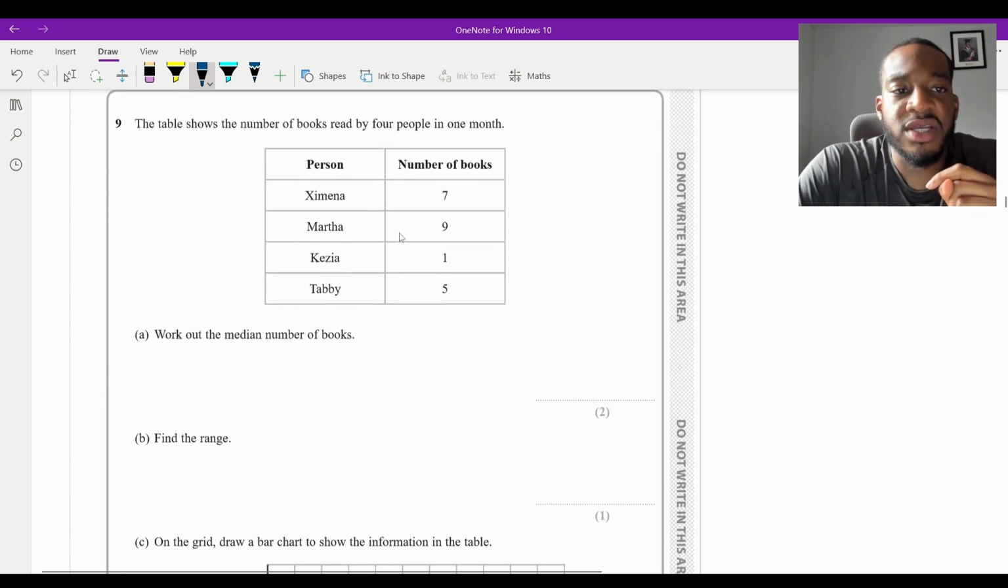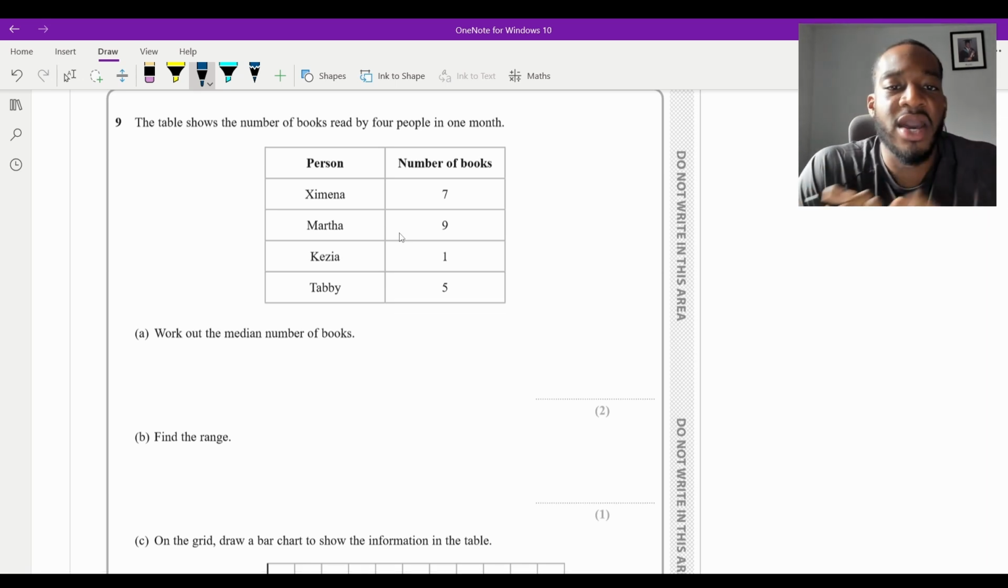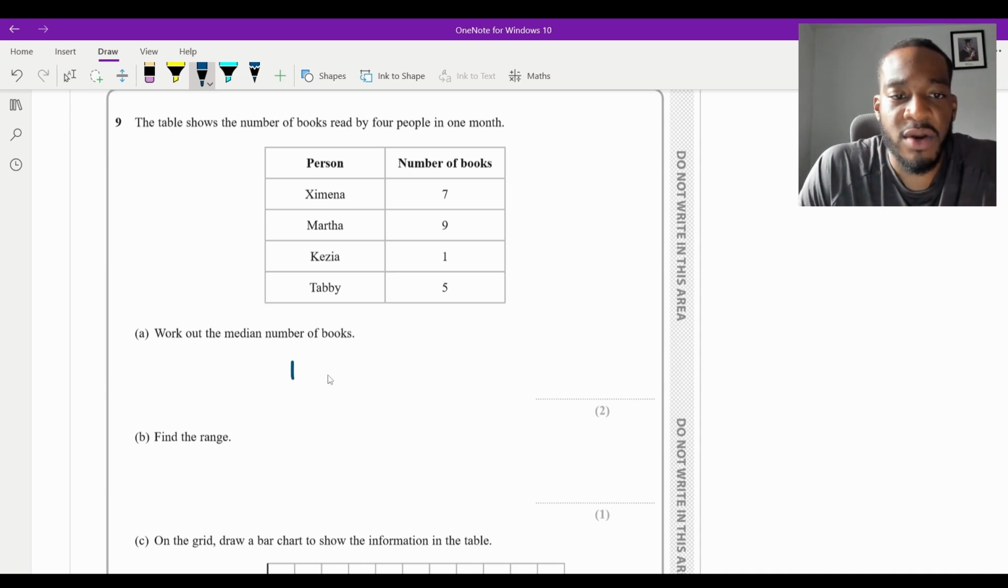Question 9. It says the table shows the number of books read by 4 people in 1 month. Part A, well, let's look at the table. We've got the person column with their names, and we've got the number of books on the right, and it says we need to work out the median number of books. What you'd want to do is order them in terms of smallest to largest. So I'm going to write 1, 5, 7, 9. Now remember, the median is the middle number. Now the middle is just going to be in between 5 and 7, which is quite clearly a 6. So the median will be 6 books.